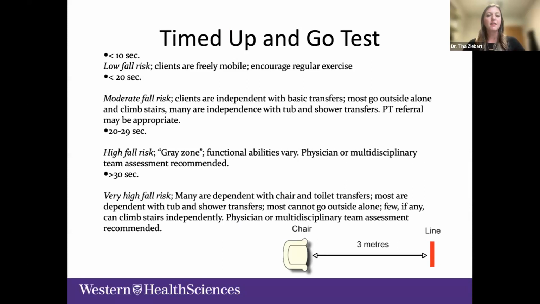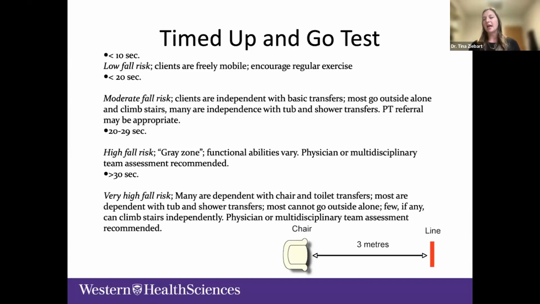If they complete this in less than 10 seconds, there's a low fall risk. If they complete it in less than 20 seconds, it's a moderate fall risk. And if it's between 20 and 30 seconds, it's a high fall risk, and greater than 30 seconds is a very high fall risk. So again, a really easy test to conduct.